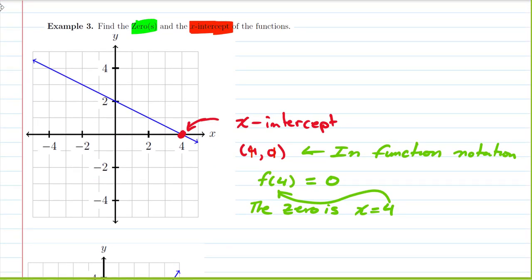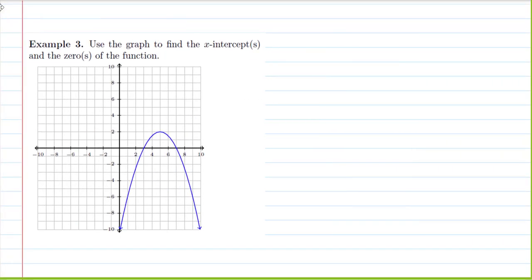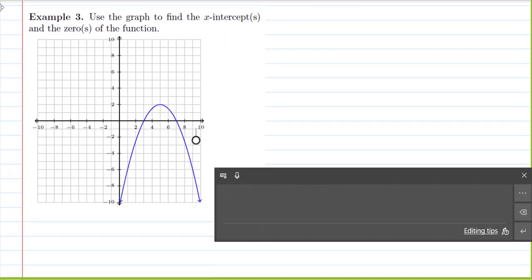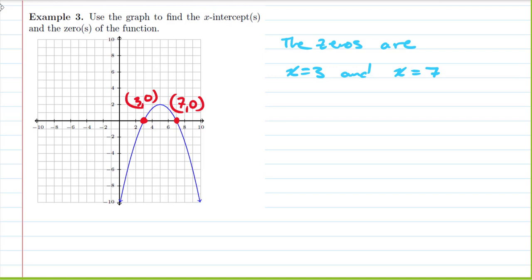And when we have them graphically, back in 1.5, the x-intercepts are where the graph crosses the x-axis. Those are the same thing as the zeros. So nothing has changed. Fast forward back to chapter 3, section 2. We look at our graph, and in our graph we have two x-intercepts. And those are at the ordered pairs 3, 0, and 7, 0. So then the zeros are x equals 3 and x is equal to 7.